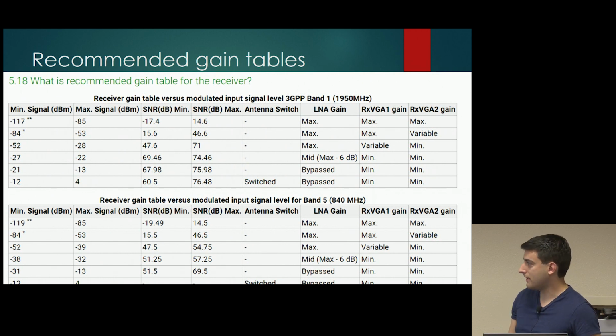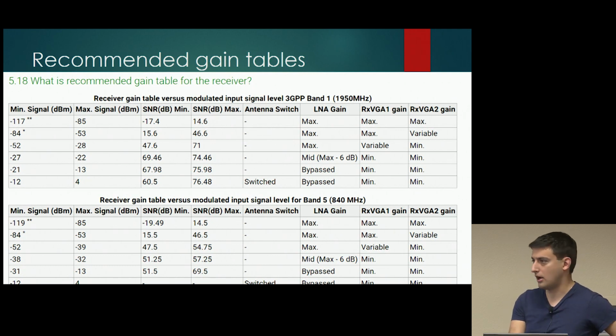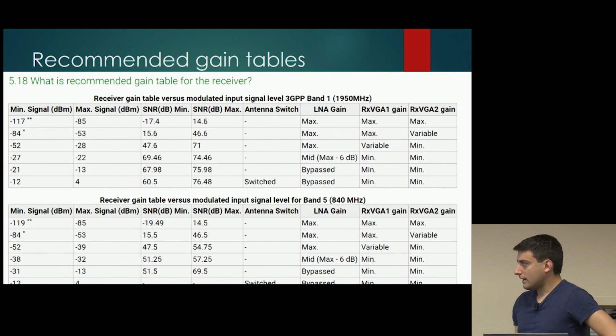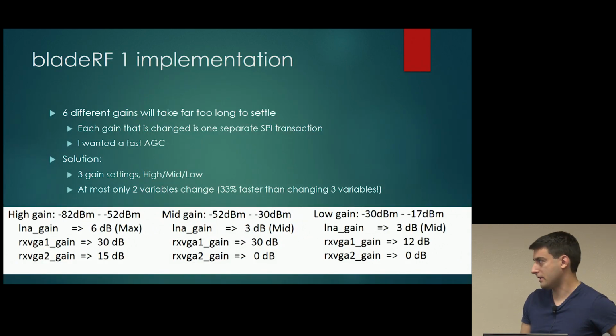So the recommended gain tables for the LMS6 were documented by the manufacturer. So basically, looking at this, there were 6 separate gain stages. But the problem is that with 6 gain stages, you run into a problem with adjusting. There's a certain amount of penalty to adjust each one of these gain settings, and the fact that there's SPI settings that have to be sent over the SPI bus. So I kind of wanted a fast AGC. So we found a way to compress these down to just 3 gain stages.